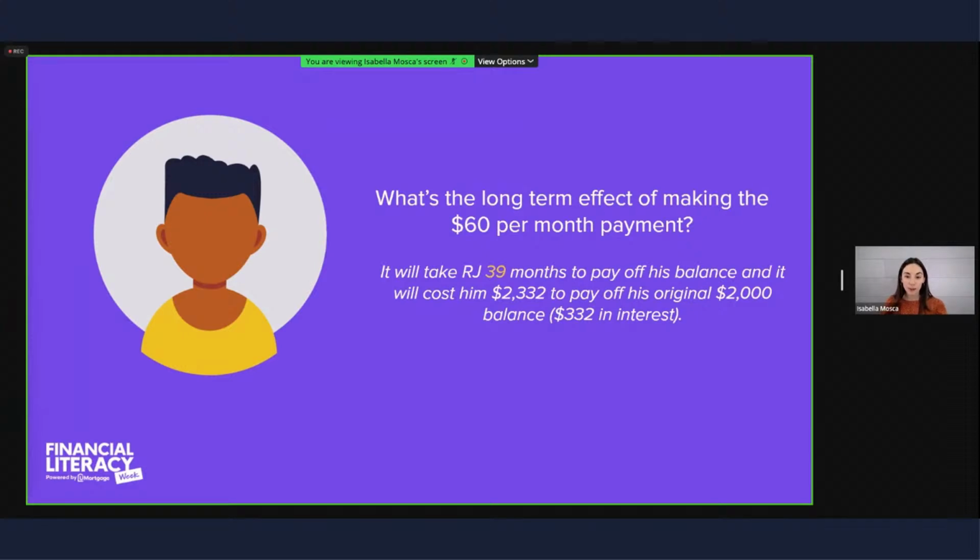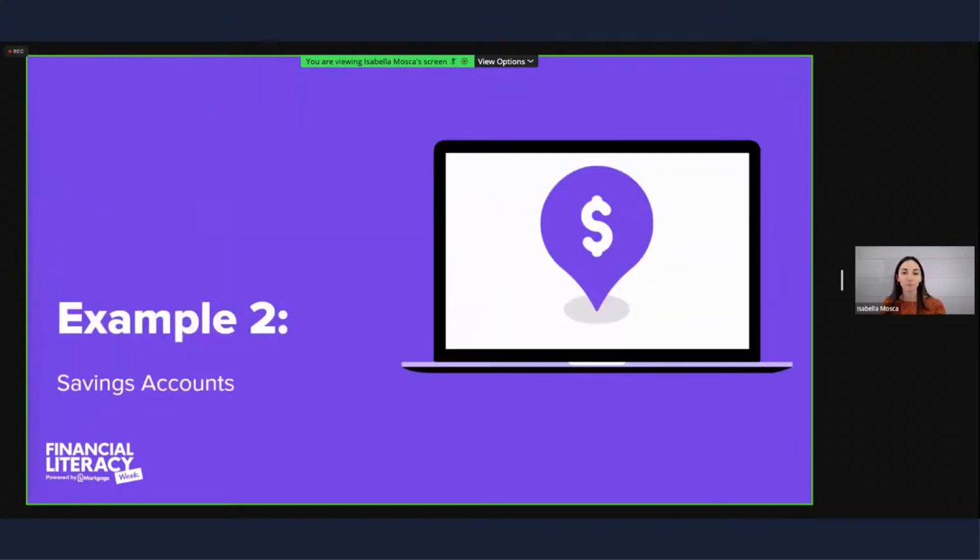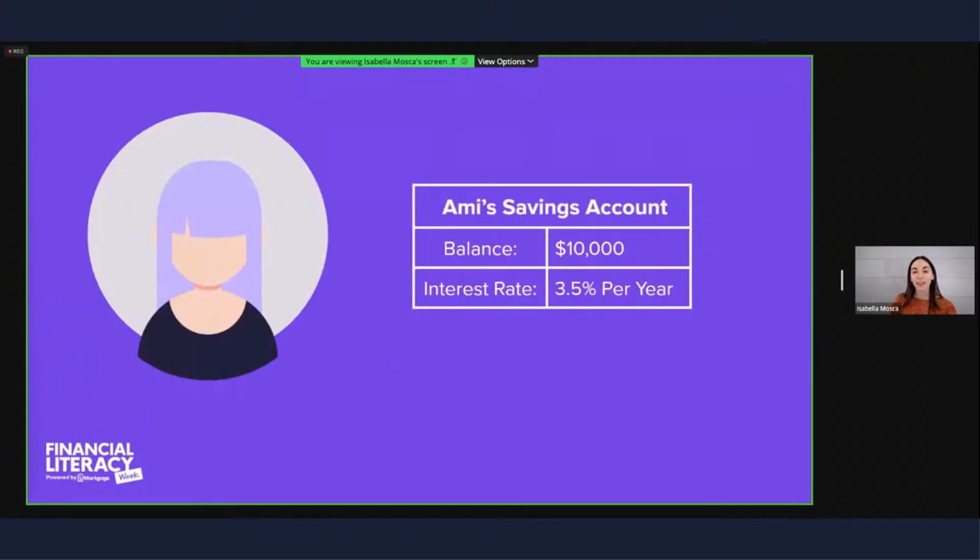Interest, though, is not always bad for us, and there are actually times where it can work in our favor. The example where interest can work in our favor is in a savings account. We're going to meet our next person, Amy, and we'll explore her experience dealing with interest in her savings account. Here we can see Amy has a savings account with her local bank. Currently, she has $10,000 saved. Her bank offered her an interest rate of 3.5%.